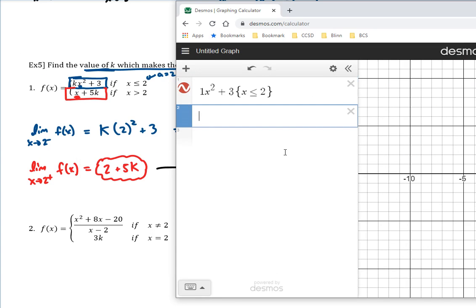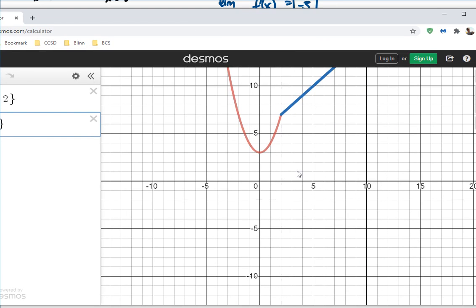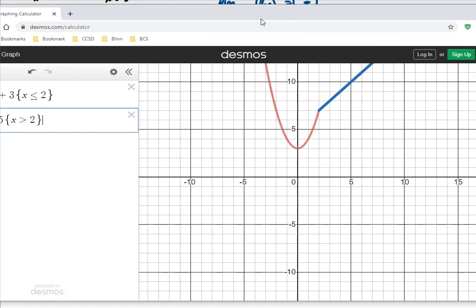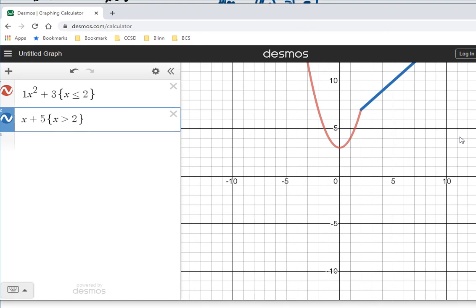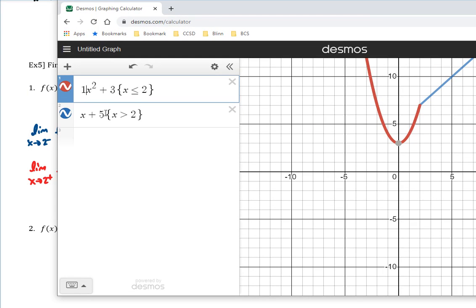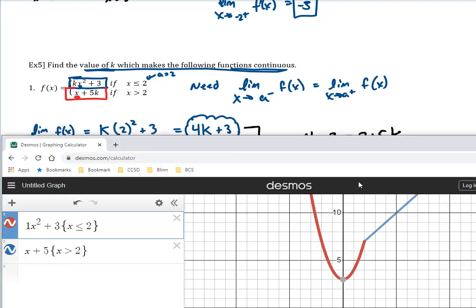And then the other piece, we have x plus 5 times k, which is really 1, so I'm just going to write it as that, and then brace, x greater than 2, brace. And then we can see, yeah, I could draw the red and I don't have to lift up to draw the rest of it. So if k was some other value, then these would not be like this. Just to show it, I used 1 here. If this was 2, you can see there's a gap. So it had to be 1 for this to match.